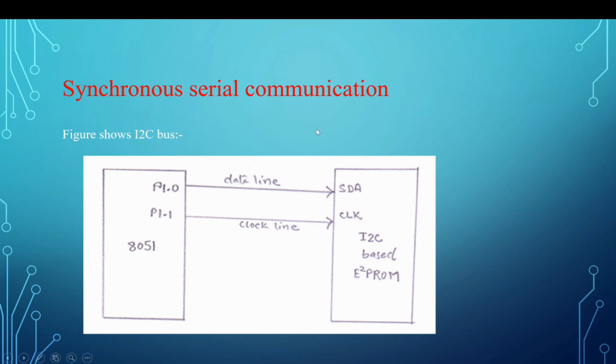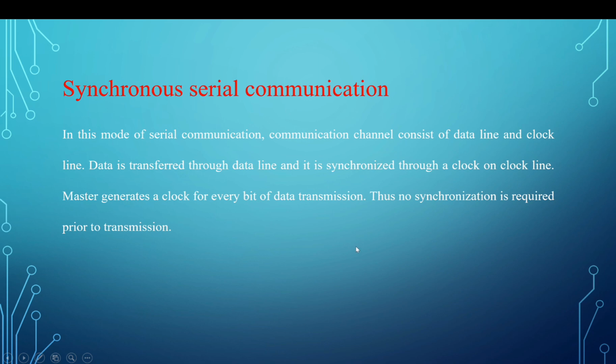So in this mode of serial communication, the communication channel consists of a data line and a clock line. Data is transferred through the data line and it is synchronized through a clock on the clock line. The master generates a clock for every bit of data transmission. Thus no synchronization is required prior to transmission.